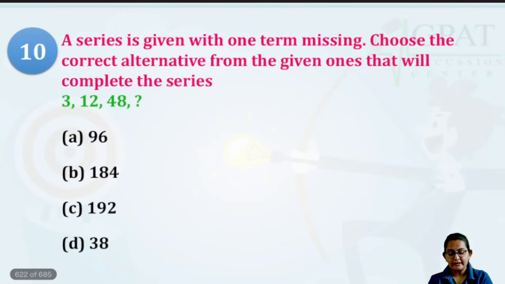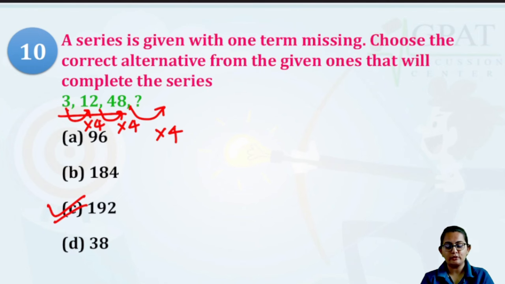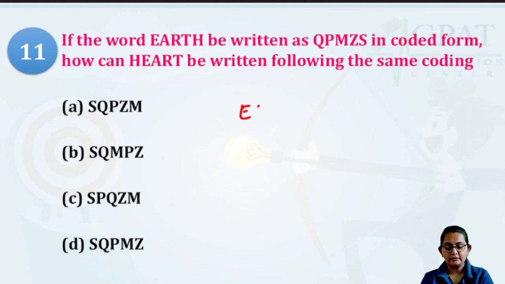Then next is question number 10. A series is given. You have to complete this series. First find out what is the relation between the given numbers and then you will get the answer. So what could be the relation between the given numbers? 3, 12. How are 3 and 12 related? You can tell 3 fours are 12. Then 12 and 48 are again related with the fourth multiple. So the number which you will be getting is also the fourth multiple. So 192 would be the correct answer. 48 into 4 will be the correct answer. That is 192.